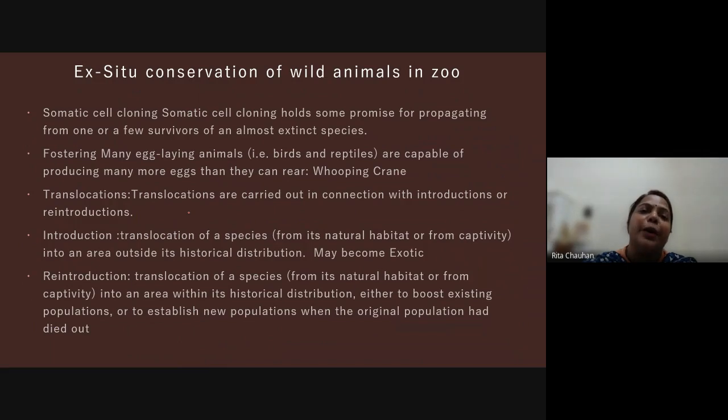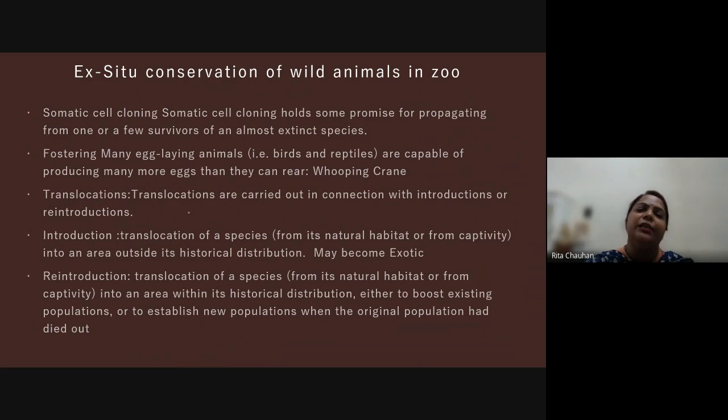Then we can have somatic cell cloning. Somatic cell cloning is propagating one animal from another, then increasing their population, then fostering many egg lay. So we can give certain chemicals to animals so that more and more eggs are produced, and then we can have more population. For example, whooping crane, their conservation was done with the help of this method.